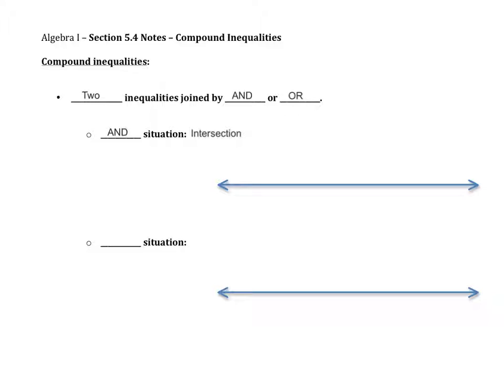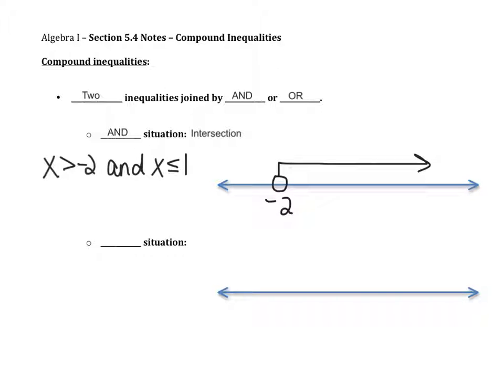Let me give you an example. X is greater than -2 and x is less than or equal to 1. So as you can see here, we have two inequalities making this a compound inequality. Specifically, this is an and situation because the two inequalities are joined by the word and. Let's look at the graph. I would first graph the x is greater than -2 by putting an open circle at -2, and it would go this way. I would then graph the x is less than or equal to 1 by putting a closed circle at 1, and it would go to the left.